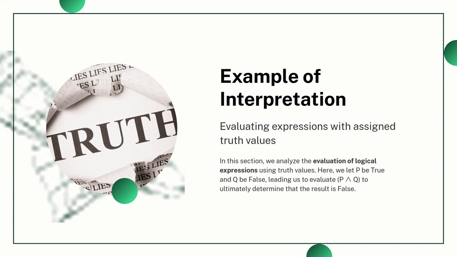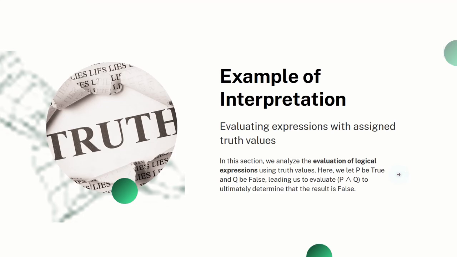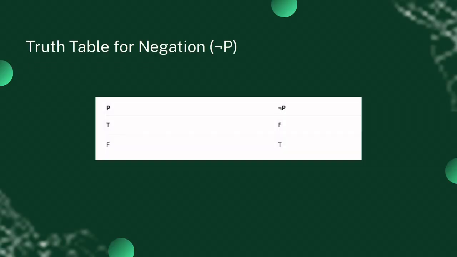For example, if P is true and Q is false, then the following expression is false because for AND to be true, both sides must be true. Negation simply flips the truth value. If P is true, negation of P is false and vice versa.